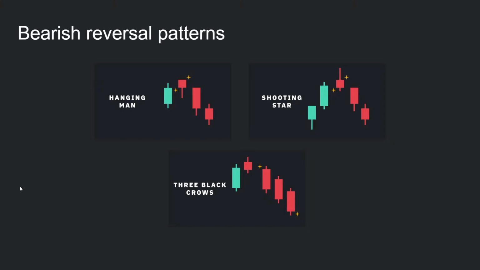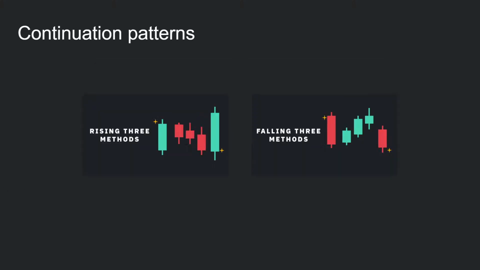Next slide, please. Next, we have the continuation patterns, which are basically neutral patterns. So they indicate that the market is taking a break, but the major trend is still valid.